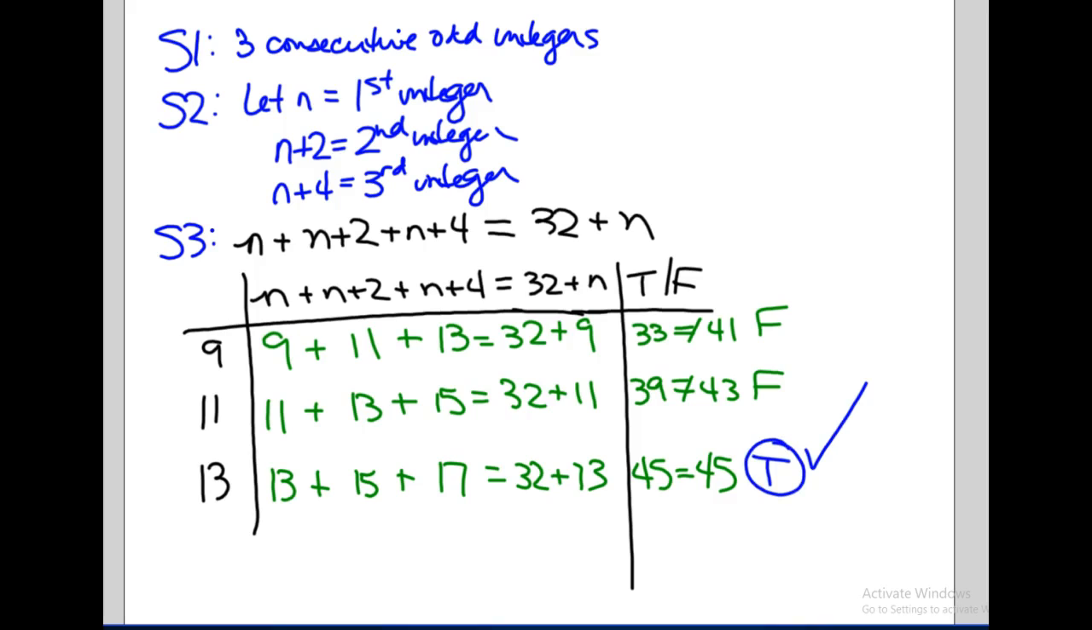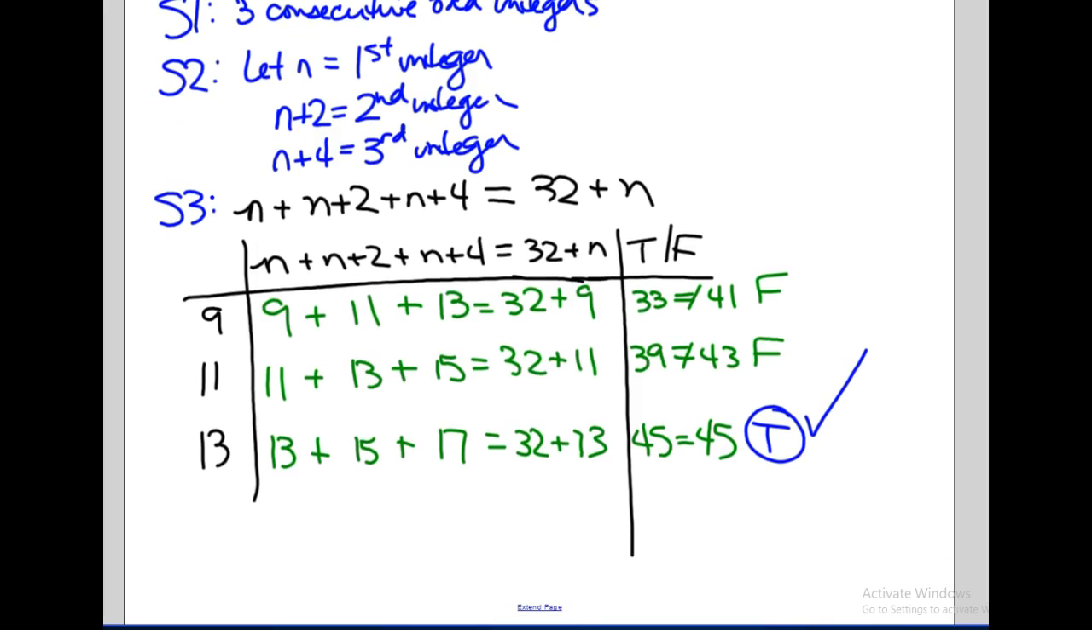That's my check. So now, what are my 3 consecutive integers? Well, they would have to be what? The integers are what? 13, 15, and 17. Now, nicely done. Long and drawn out? You betcha. But that's how we get through a consecutive integer problem.